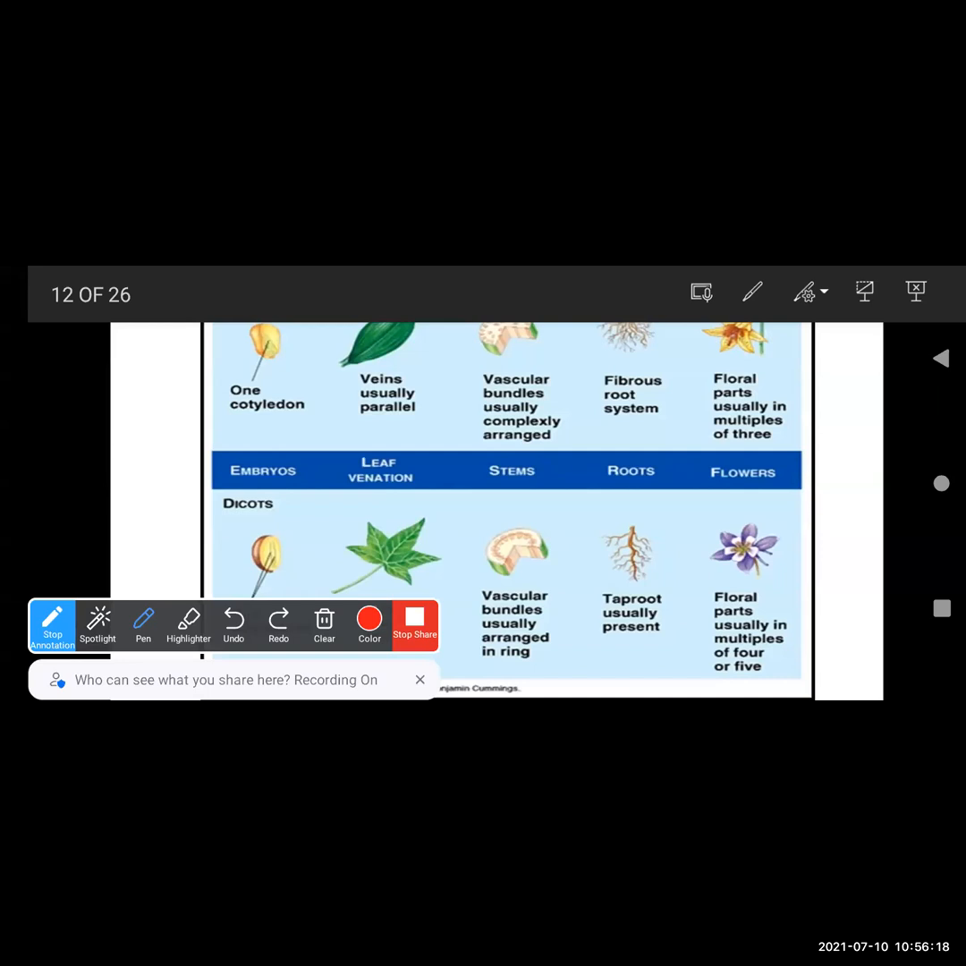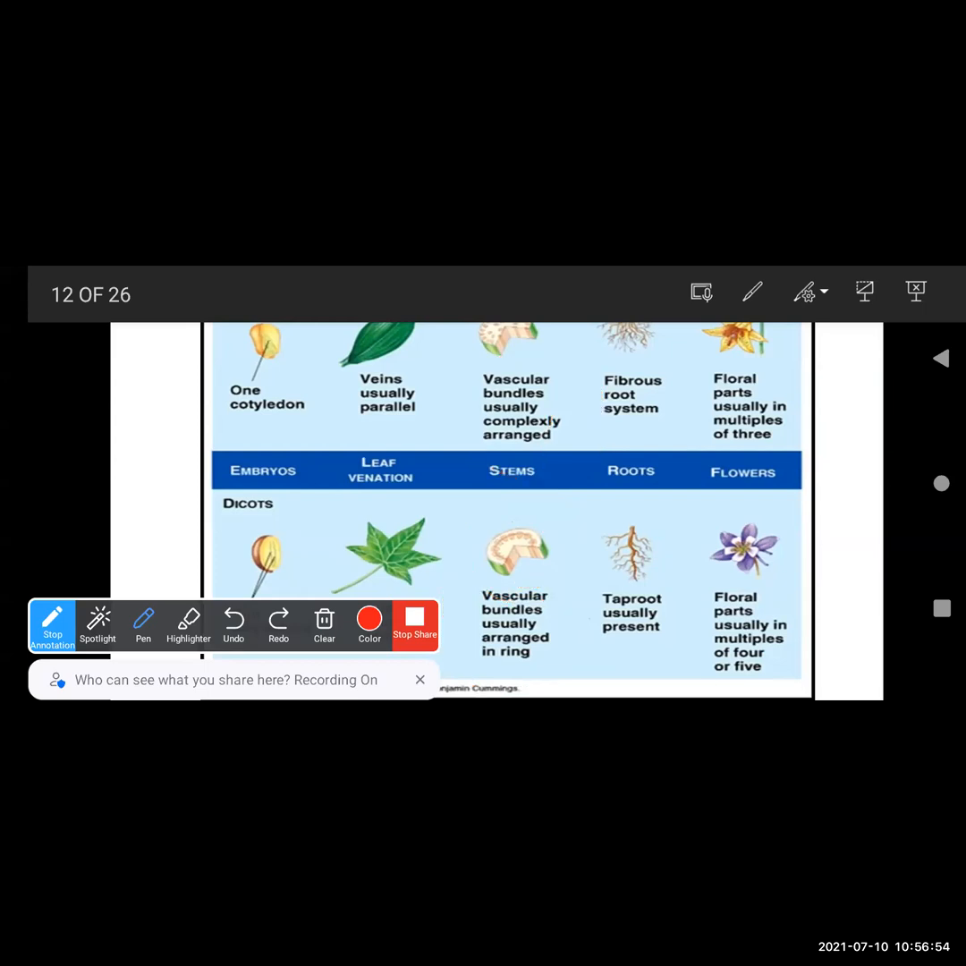Then in stems, in monocotyledons the vascular bundles are complexly arranged. That means there is no pattern of arranging the vascular bundles. You know what vascular bundles are, right? Xylem and phloem. These are the conducting tissues, and they are arranged irregularly in monocotyledons. While in dicotyledons, the vascular bundles are arranged in rings. You can see the rings of the vascular bundles here in this stem.